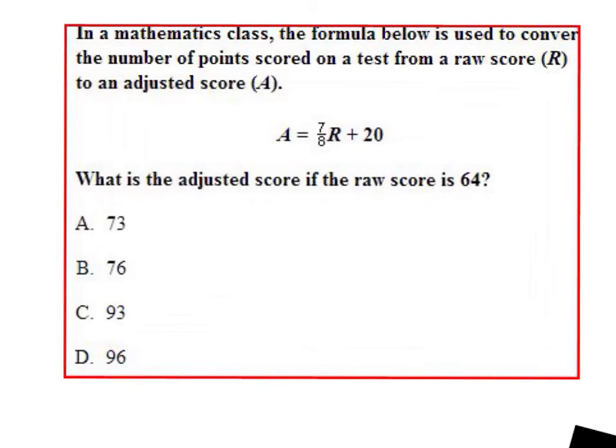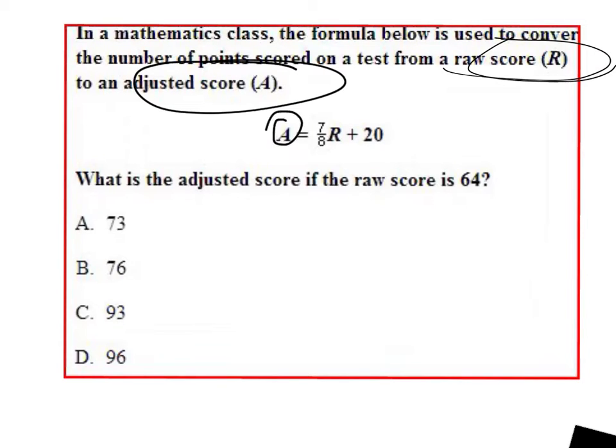All right, so we get a problem sent in by a student. It says, in a mathematics class, the formula below is used to convert the number of points scored on the test from a raw score, R, to an adjusted score, A. Essentially we want to know what is the adjusted score, A, if the raw score is 64.